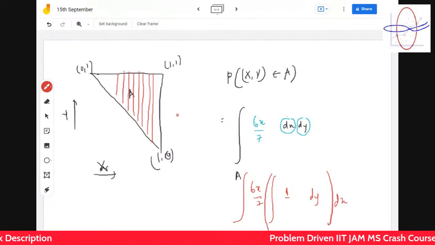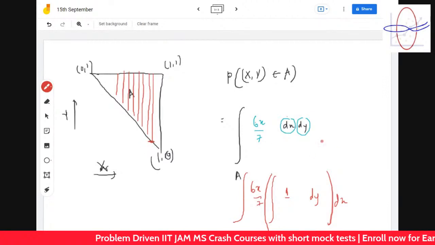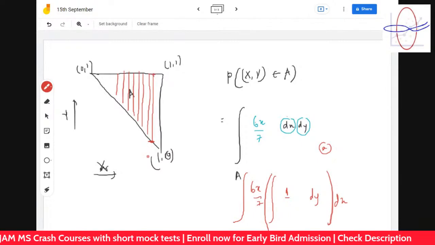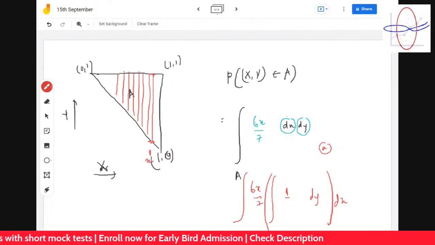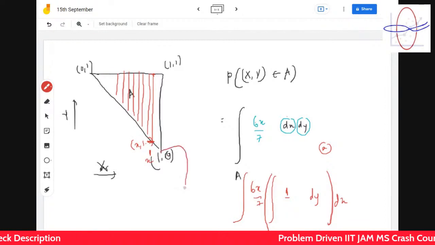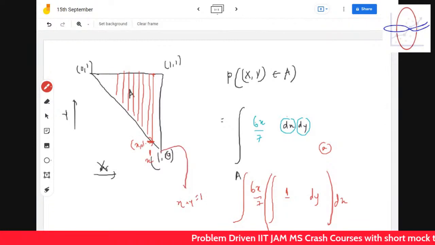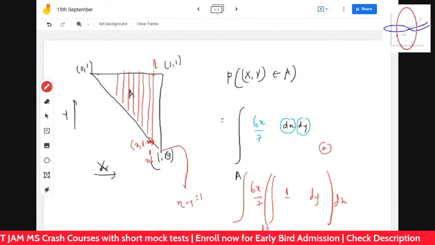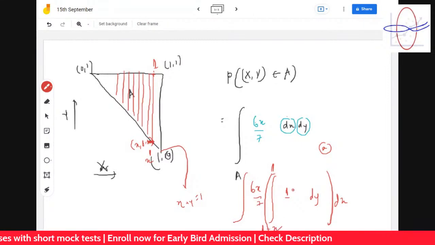Now where does y go from? If you fix x, keep x as a constant, y is going from this point. Let's say you fixed x over here. What is this line? It's x plus y equal to 1. So this point is x comma 1 minus x, and y is therefore going from 1 minus x to 1. So the integration of y goes from 1 minus x to 1, and we integrate 1 over that dy, and then x.